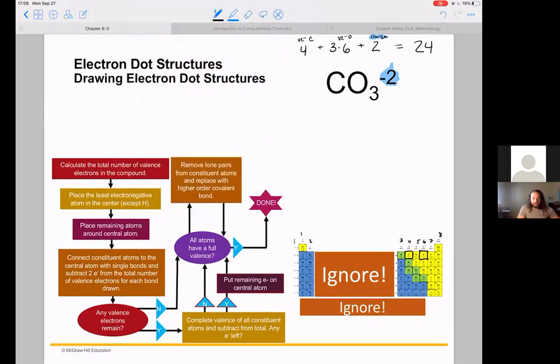Now my second step, as always: put the less electronegative atom in the center and put the oxygens, the constituents, all around. We're going to draw single bonds to each one of my substituents. That gets rid of 6, so we're left with 18. Now we're at this step here: are there any electrons remaining? Yes. So we're going to complete the valence of all the constituent atoms.